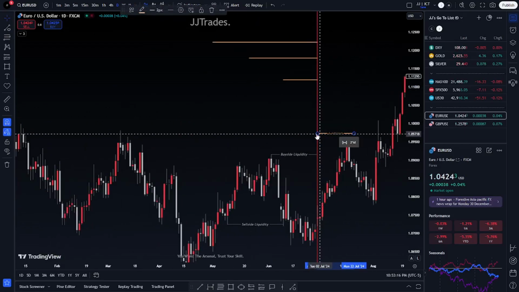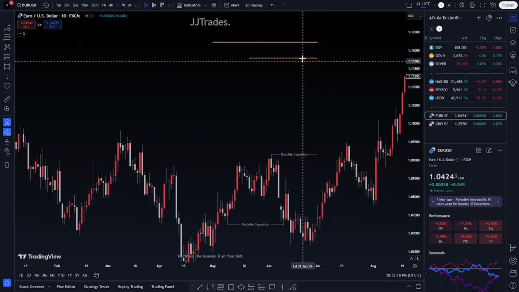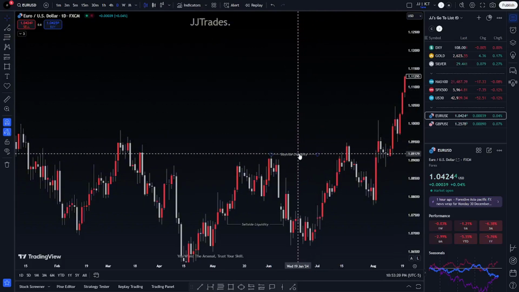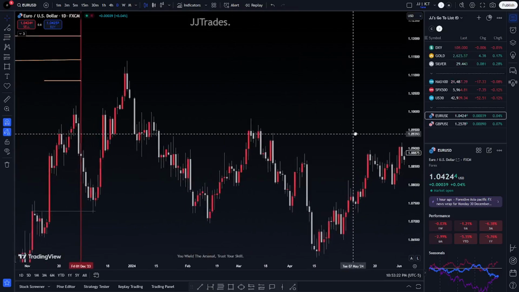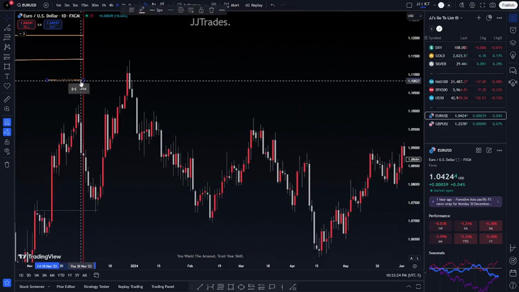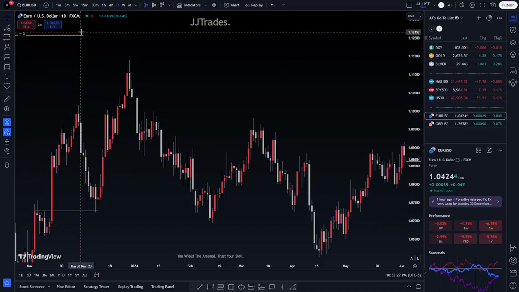So now we can go back. Let's delete all these drawings. We can go back to maybe February. Let's go to February. Actually, no, let's go to March. So let's delete this too before we continue.